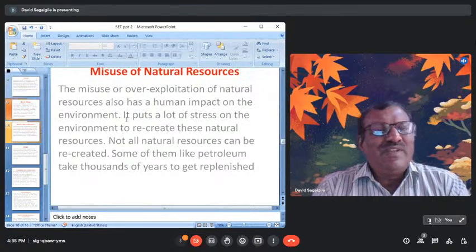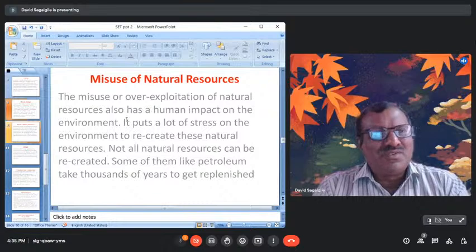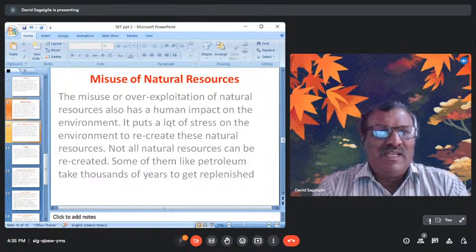Then misuse of natural resources. The next one is misuse of natural resources. The misuse or over-exploitation of natural resources also has a human impact on the environment. It puts a lot of stress on the environment to recreate these natural resources. Not all natural resources can be recreated. Some of them, like petroleum, take thousands of years to get replenished.